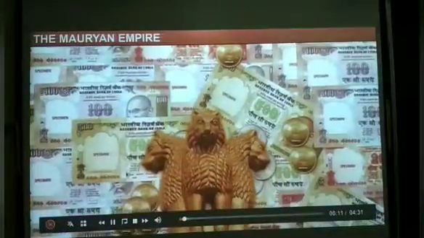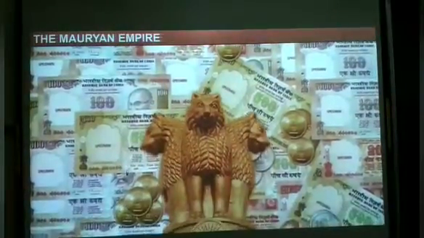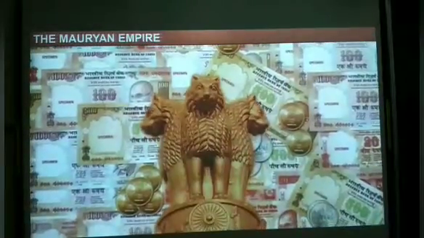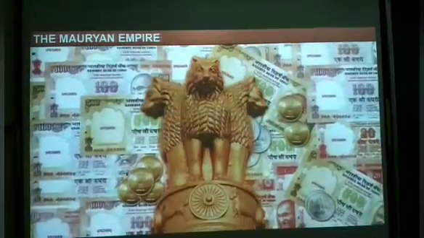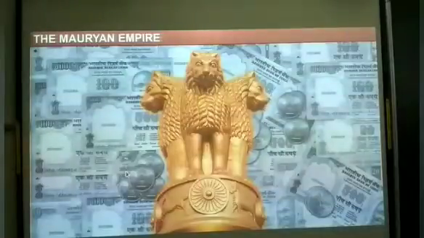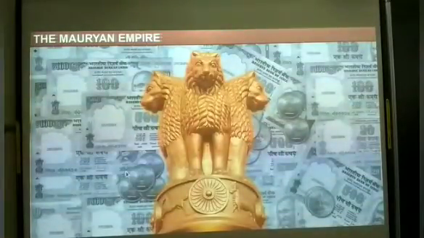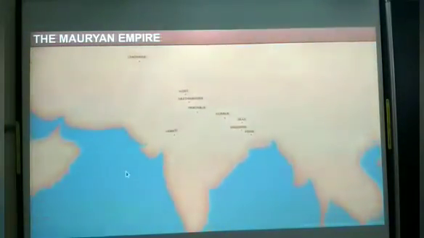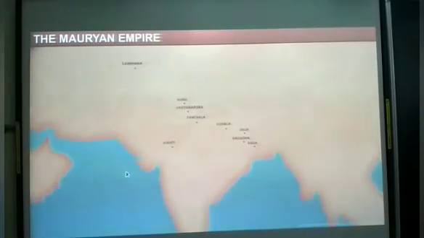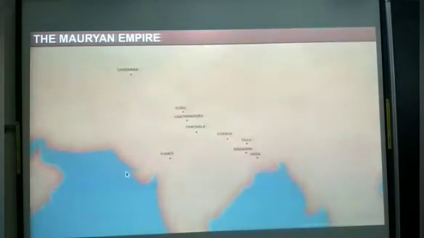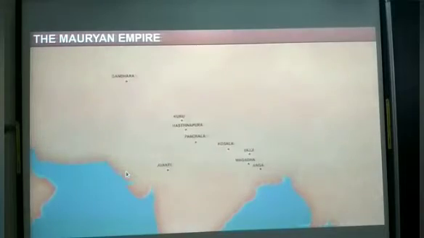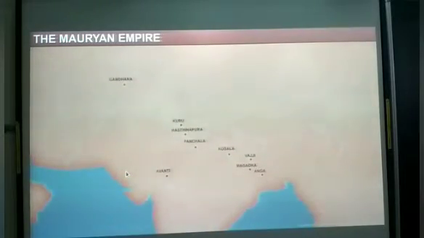The three lions, or the lion capital, on our notes and coins are from the edicts of our first empire, the Mauryan Empire, found at Sarnath. After the decline of the Indus Valley civilization, 2000 years ago, the Indian subcontinent consisted of many small kingdoms. These kingdoms were weak, as they expended huge economic and human resources fighting against each other.